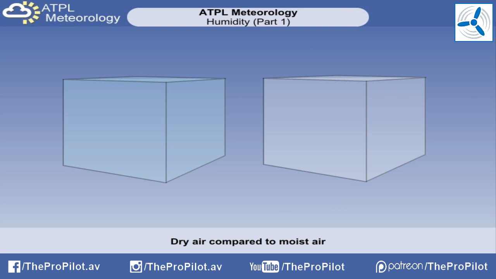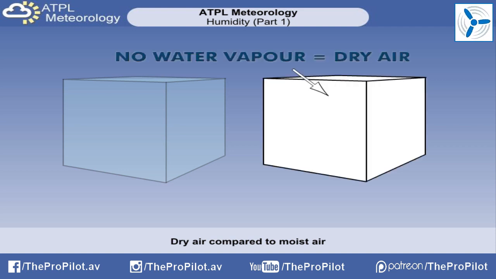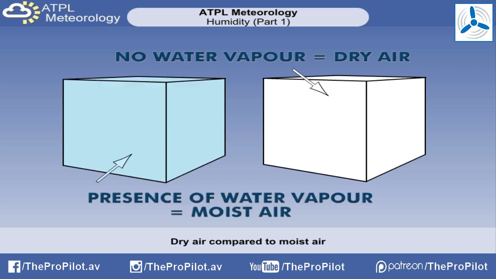Dry air is defined as a body of air with no moisture content at all. In reality, this does not occur in the atmosphere. When any amount of water, in vapour form, is present in a body of air, the air is defined as being moist. Looking at the diagram, we can see a parcel of dry air with no water vapour, and a moist parcel of air with water vapour.